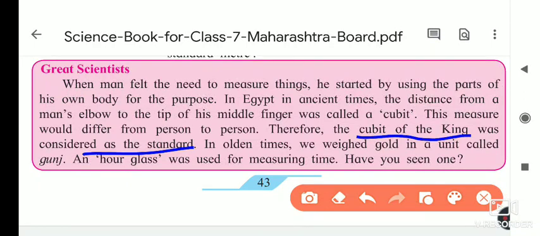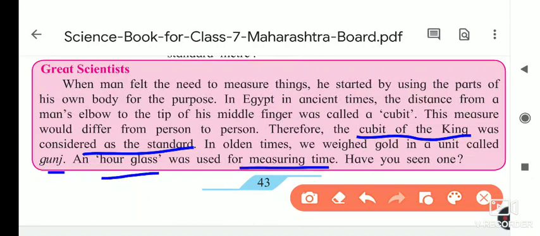Okay, so they measure the king's hand, and that measurement is taken as 1 cubit. In olden times, the unit for weighing gold was called a gunz. Okay, in old times we weighed gold in which unit? That is gunz. And the hourglass was used for measuring time.